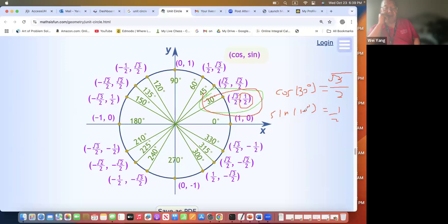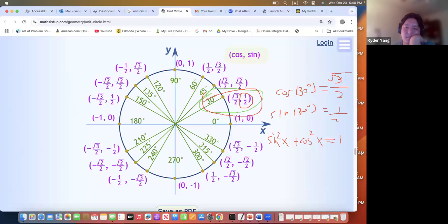Okay. So then you can observe this plot one more time. Can you use this plot to help you prove sine x squared plus cosine x squared equals 1? Can you prove this? Here, x is any angle. Can you use this unit circle to help you prove this? Show me how to.